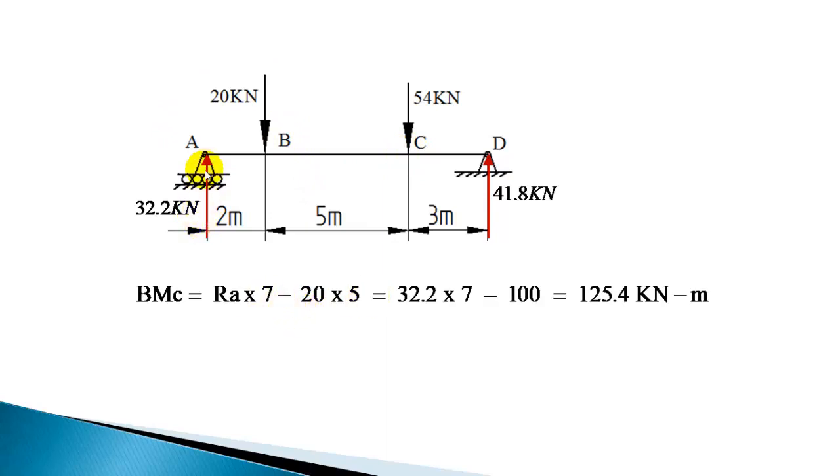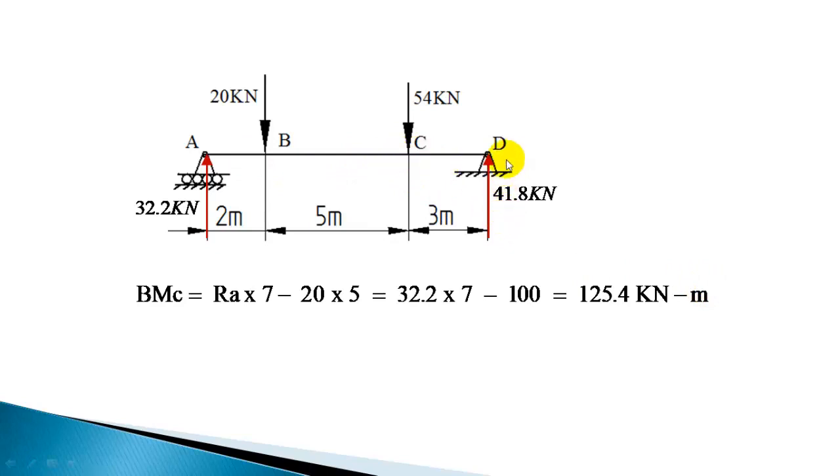So RA, that is the reaction at A, 32.2 into 7, minus, this is an anti-clockwise moment with respect to C, minus 20 into 5, is equal to 32.2 into 7 minus 100. You will get 125.4 kilonewton meter. That is the bending moment acting at C.